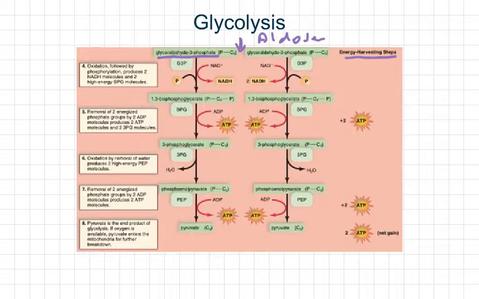And so going along these energy harvesting steps, our glyceraldehyde 3-phosphate, also known as G3P, is converted into 1,3-bisphosphoglycerate, also known as BPG. As part of this conversion, the molecule NAD+ is reduced to NADH. And so within this first step, we produce 2 NADH, which are used as a part of the electron transport chain.